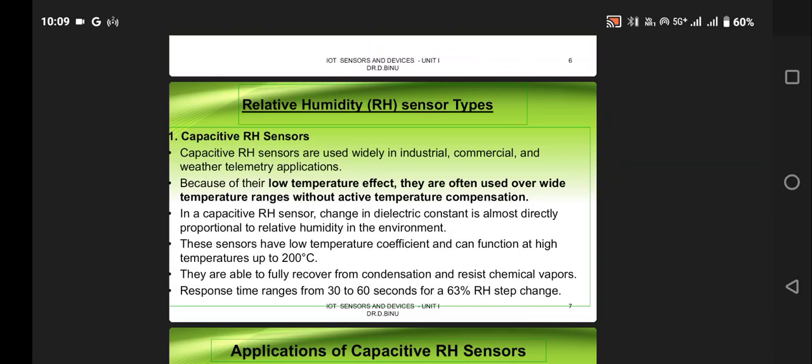In a capacitive sensor, the change in dielectric constant is almost directly proportional to relative humidity in the environment. These sensors have a low temperature coefficient and can function at high temperatures up to 200 degrees Celsius. They are able to fully recover from condensation and resist chemical vapors. Response time ranges from 30 to 60 seconds for a 63 percent relative humidity step change.